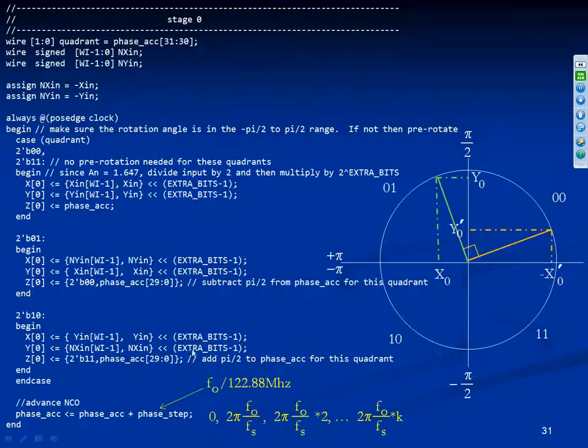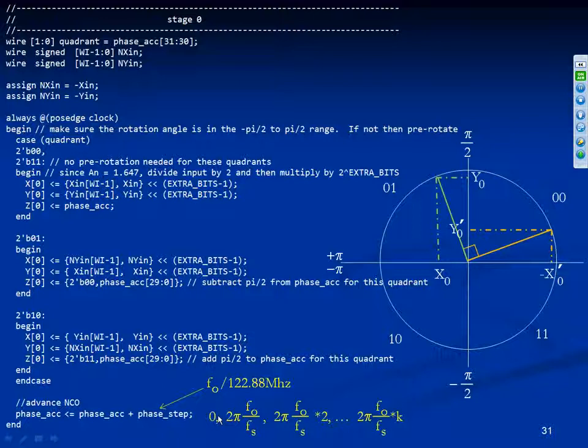So let's look at it. What is fed into this phase step, this is what comes into the CORDIC. It's basically a ratio of our oscillator frequency divided by our sampling frequency, which is 122.88. So that's the calculation, however it's represented. Okay, I'll back up. That's what's fed into phase step.